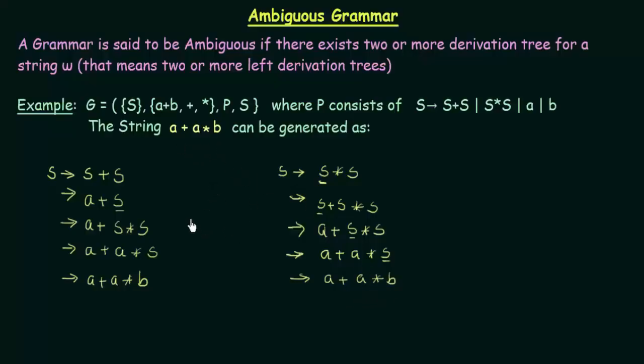So we see that this string a plus a into b was generated using two derivation trees. First I chose the production rule s plus s and I could get the string, and even when I chose the string s into s, I could get this string. And we have seen that in both the cases we use the left derivation tree. So using the left derivation tree, we were able to derive the string in two ways. Thus we can say that this grammar is ambiguous.